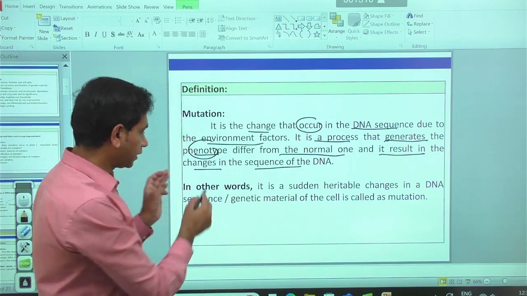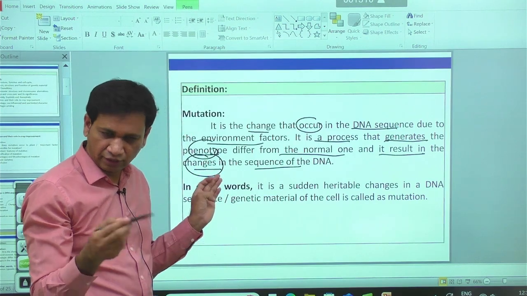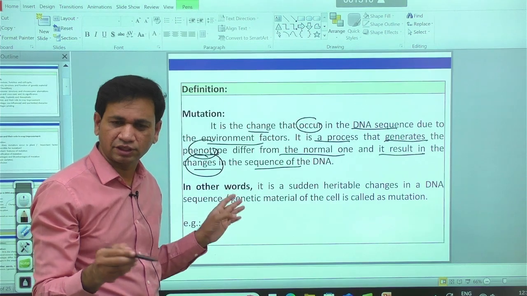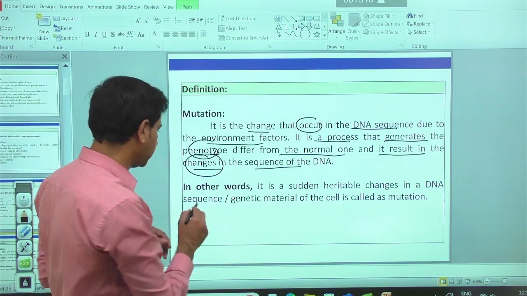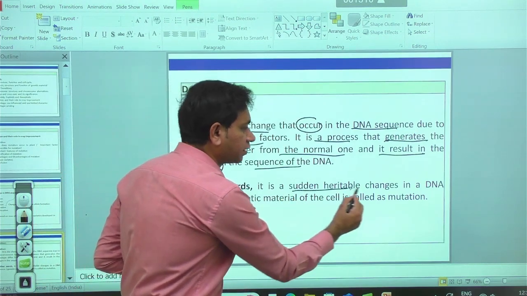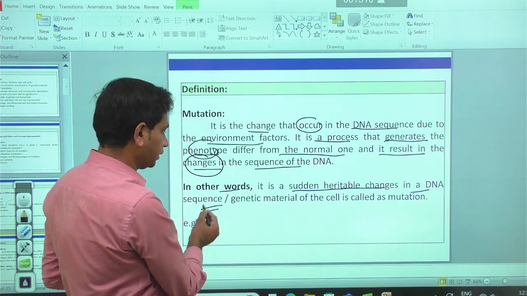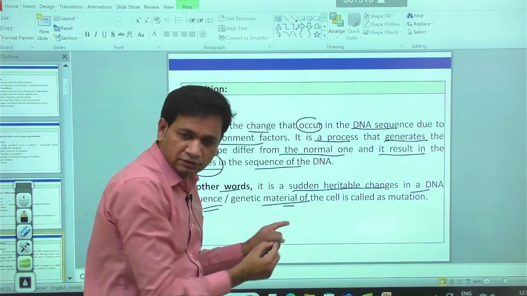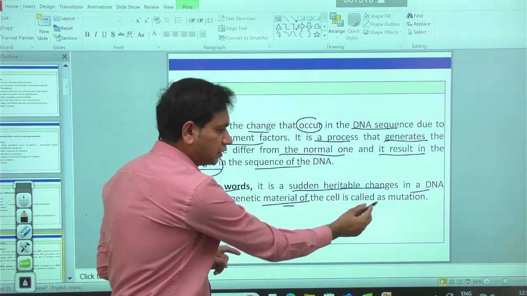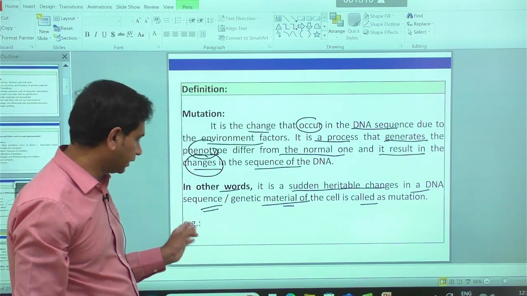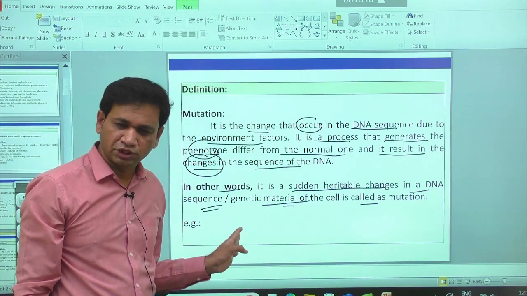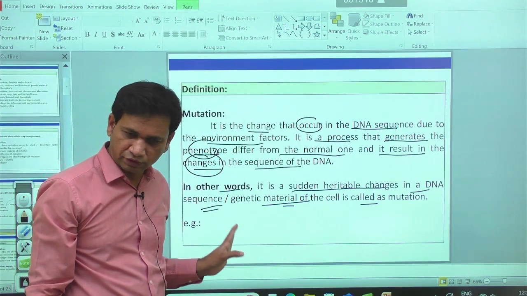That change can be addition, deletion, duplication, inversion or translocation of the chromosome. In other words, it is a sudden heritable change in the DNA sequence, or genetic material of the cell. A change in the genetic material of the cell is called mutation. For example, we can take addition mutation or duplication mutation.